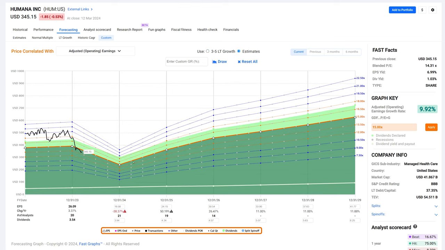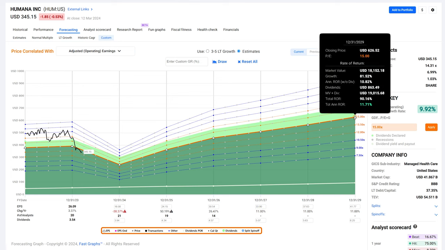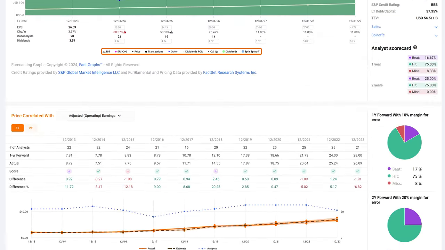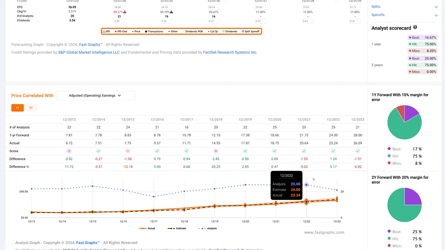And I want to point out that we've got some issues that we might face in the intermediate term, as I've already pointed out. But then beyond that, we could see growth going back, averaging 11% growth. And this could be a long-term investment offering 11.71% rate of return. Interestingly, until very recently, analysts had a pretty good track record, only missed estimates 8% of the time. And on the two-year forward, they actually didn't miss it at all.